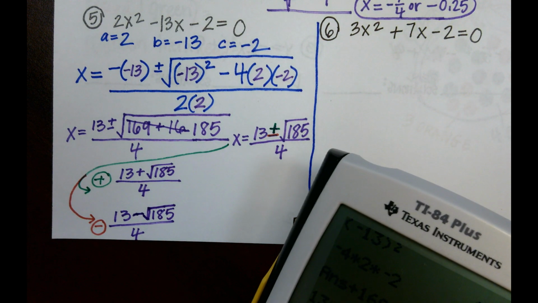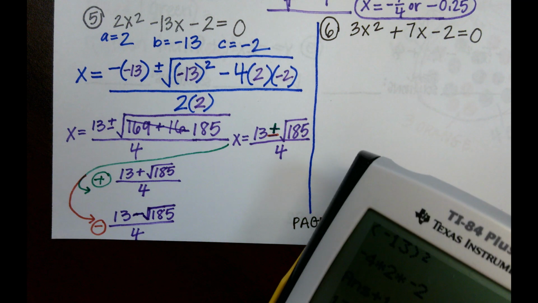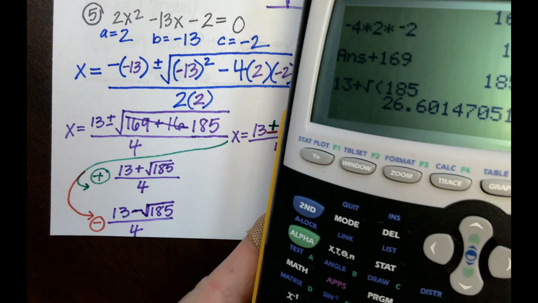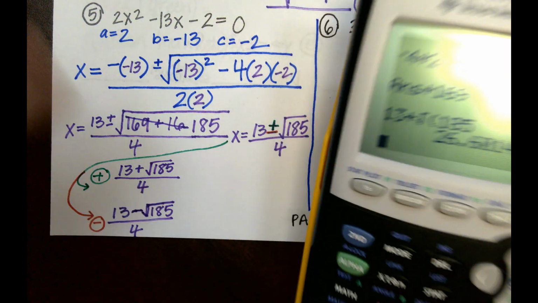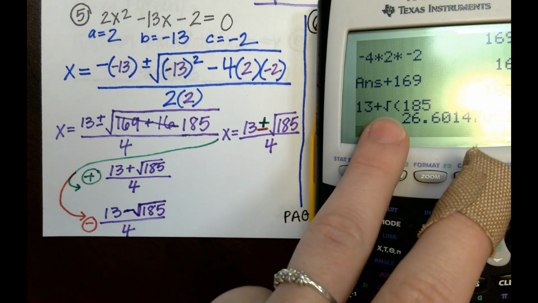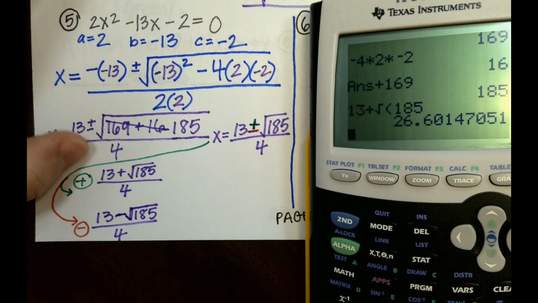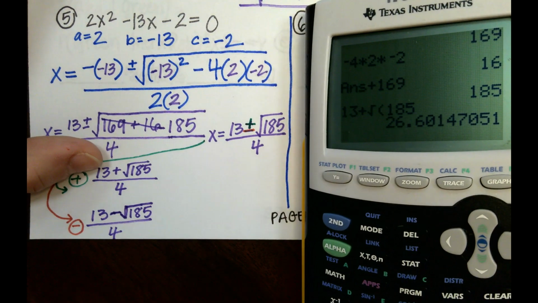13 plus the square root of 185. Let's double check. Ooh, I got a different number. Did you leave out the square root? Yeah, I left the square root on the page. That's okay. That's okay. So don't forget to keep your square root when you're solving the top halves of your problems here. So I'm going to start with 13 plus the square root of 185.